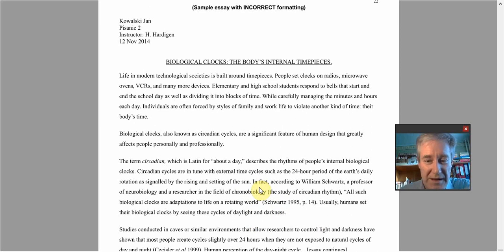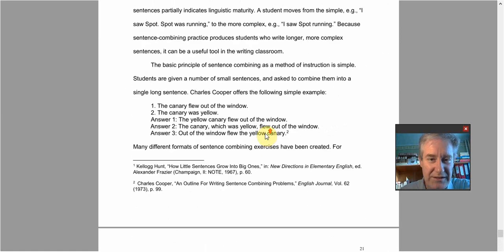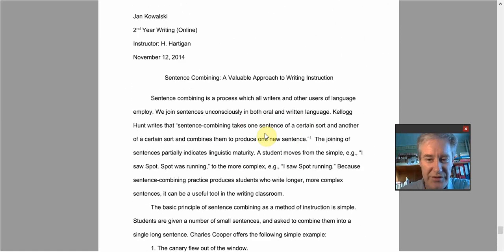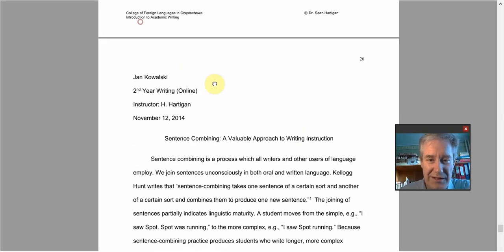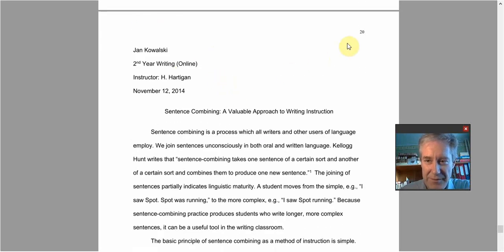Okay, so lots of mistakes in formatting on this one. It should not look like this. It should look like this. This is what your essays should look like, because that's the style sheet that we have for this course. Okay, so that's a little bit of information about style sheets, and in more detail about the style sheet that I am requiring you to use for this course. So your essays should all look like this one on page 20.